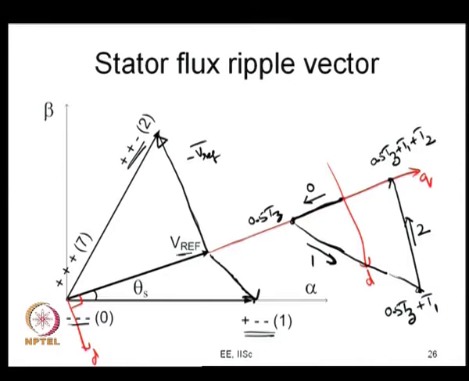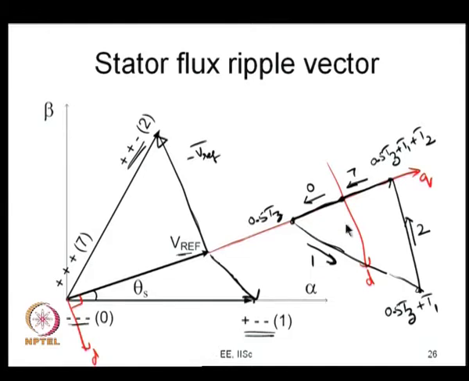Then from here it will move back when you are applying the 0 state 7 and it will go back to the origin. It has to go back to the origin. Why? Because of volt second balance. So, Vref vector into Ts is equal to the average voltage vector multiplied by Ts. What you are trying to integrate is the error voltage. So, the average error voltage over a subcycle is equal to 0 and therefore, whatever you start from you get back there. So, this is the stator flux ripple vector.